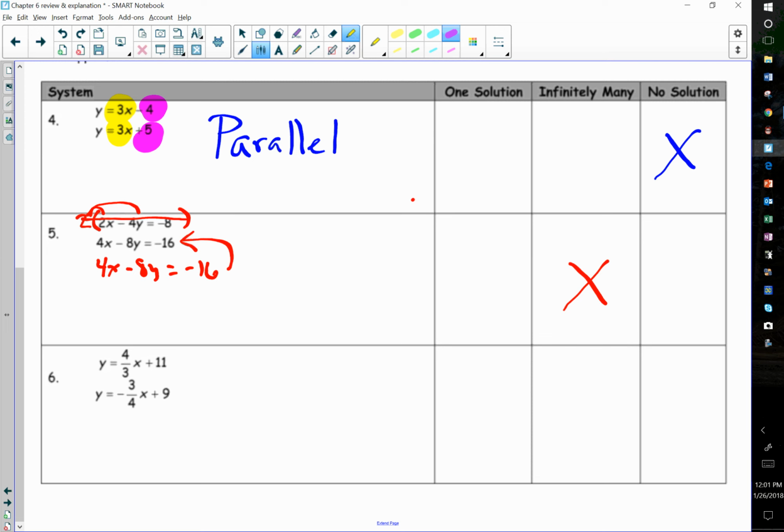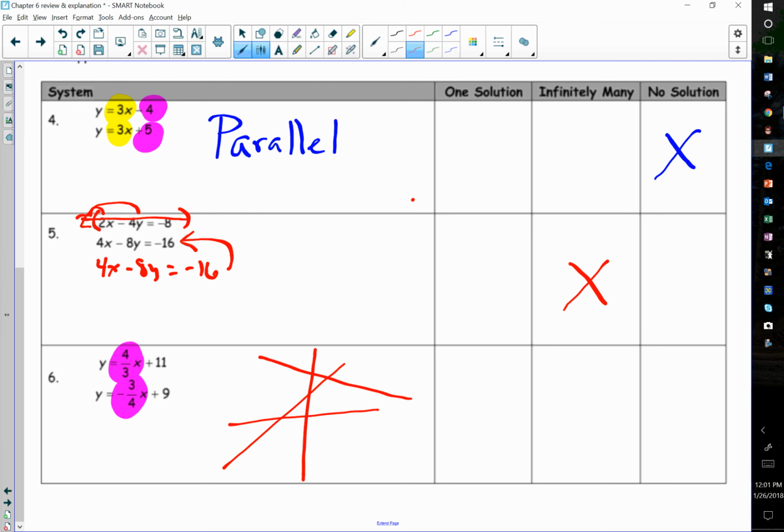And finally, in number 6, if you look at the two slopes, they're different. They have different y-intercepts. That means when you graph them, they will cross, giving you one solution. Again, you could take the time to go through and solve each of these systems, but it's much quicker if you just work through it logically.